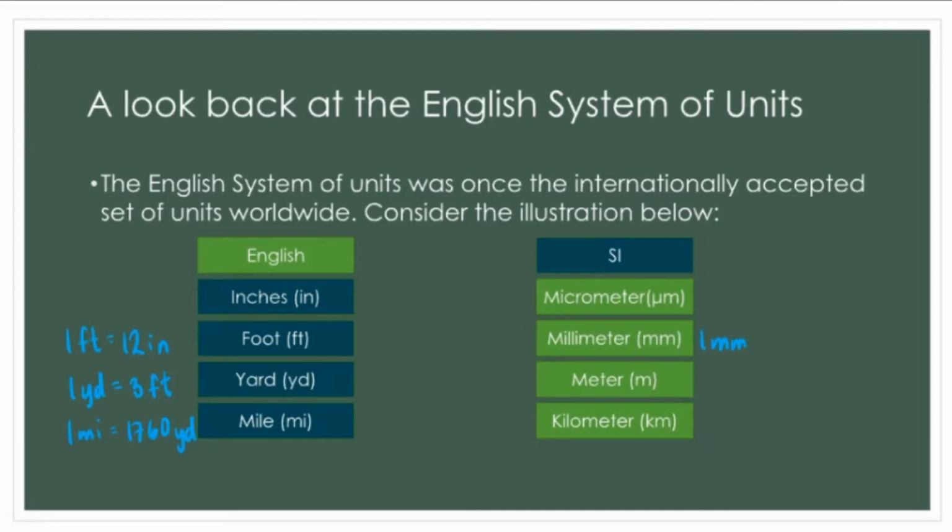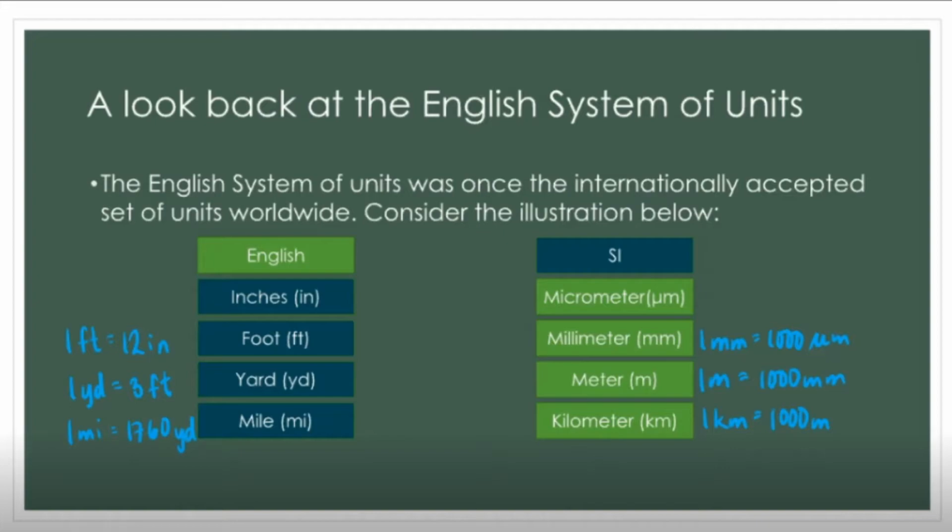In contrast, for the SI system, if we want to convert from micrometers to millimeters, the conversion is 1 millimeter is equal to 1,000 micrometers. For the next step, if we want to convert from millimeters to meters, we say that 1 meter is equal to 1,000 millimeters. And finally, if we want to convert from meters to kilometers, 1 kilometer is equal to 1,000 meters. From this example, it is obvious that the conversions for the SI units are simpler because in between prefixes, usually they are multiples of 1,000, meaning that the next larger measurement is simply 1,000 of the previous smaller measurement.